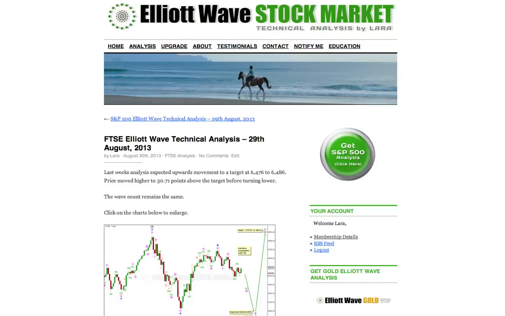So last week I was expecting some upwards movement for the FTSE to a short-term target at 6476 to 6486. It did move up 30.71 points higher than the target before turning downwards. I'm expecting for the next week for the FTSE overall downwards movement to that short-term target, and when that zigzag for minute wave 3 is over, look out for a deep upwards correction for the following fourth wave.